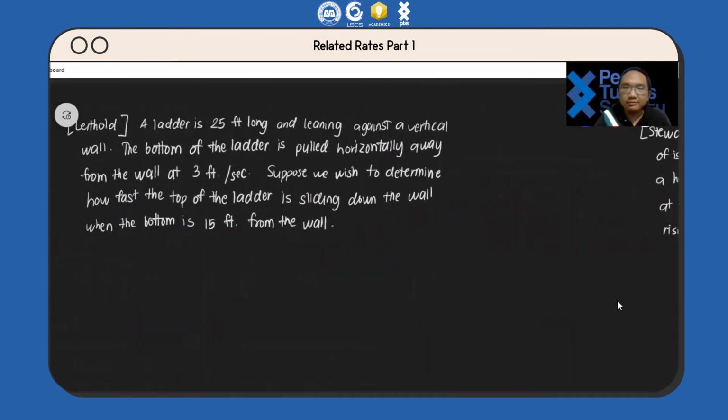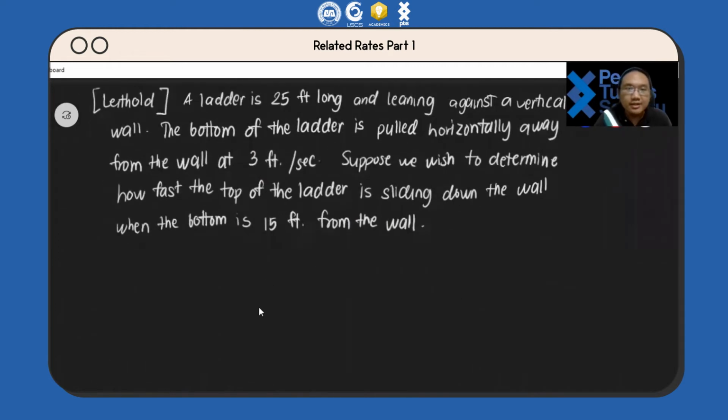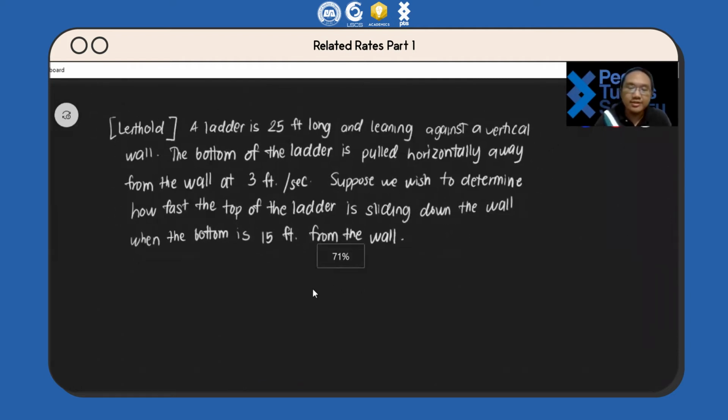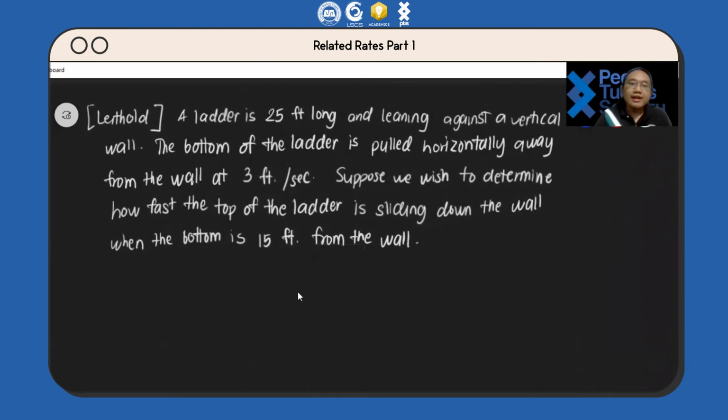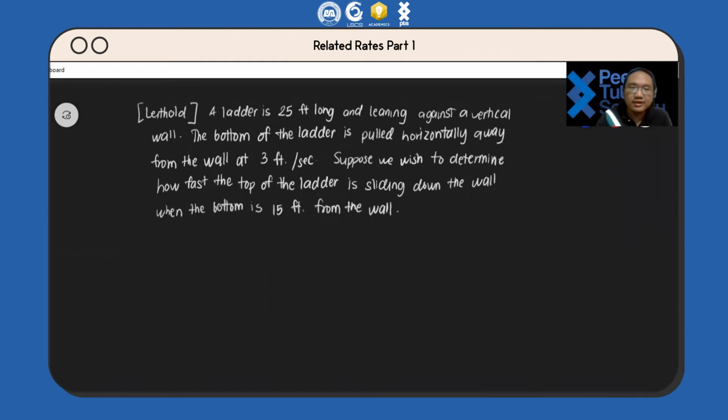Let's now go to the second problem. This one is the classic leaning ladder problem. So a ladder is 25 feet long. Again, this one is from Larson, the Calculus 7, the leaning ladder problem. A ladder is 25 feet long and leaning against a vertical wall. The bottom of the ladder is pulled horizontally away from the wall at 3 feet per second. Suppose that we wish to determine how fast the top of the ladder is sliding down the wall when the bottom is 15 feet from the wall. So this is actually the introductory problem to related rates.